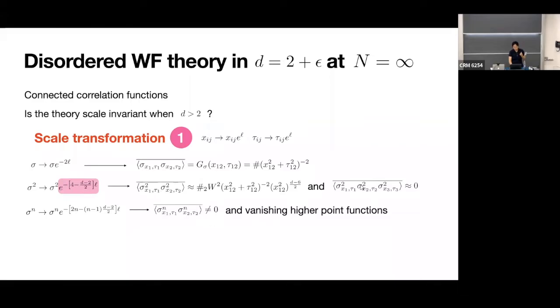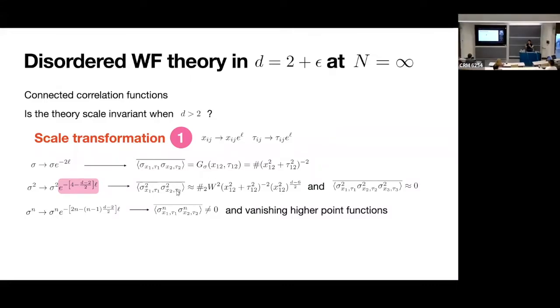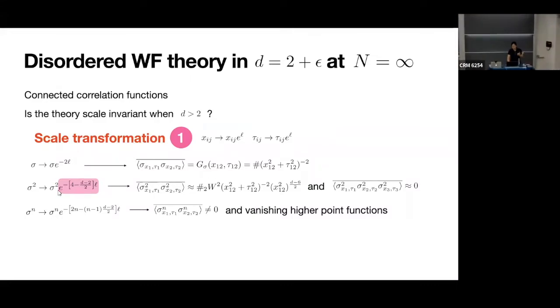But things are different for composite operators. For sigma square, if we want to keep the two-point function finite, we need to rescale the field sigma square in this way. So this means the scaling dimension, if sigma square is a well-defined scaling operator, is no longer the clean scaling dimension four. It acquires an anomalous dimension (d minus 2)/2. If d is greater than 2, then the anomalous dimension is non-zero.